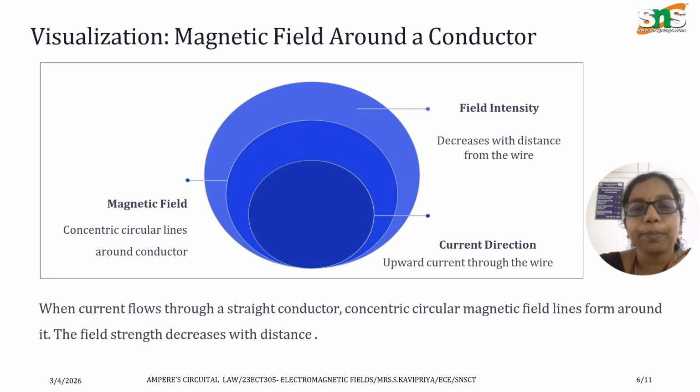For visualization, we consider the magnetic field around a conductor. When a current flows through a straight conductor, concentric circular magnetic field lines are created around it. The current-carrying conductor produces a magnetic field, and the field intensity depends on the distance: it decreases as the distance increases.